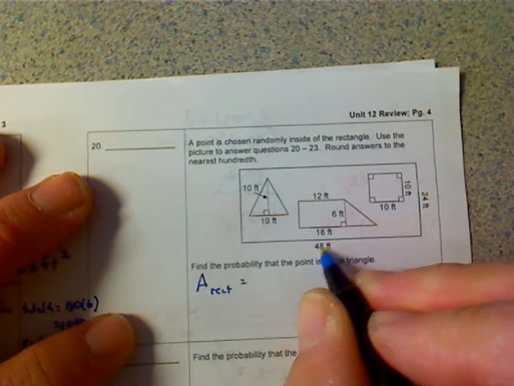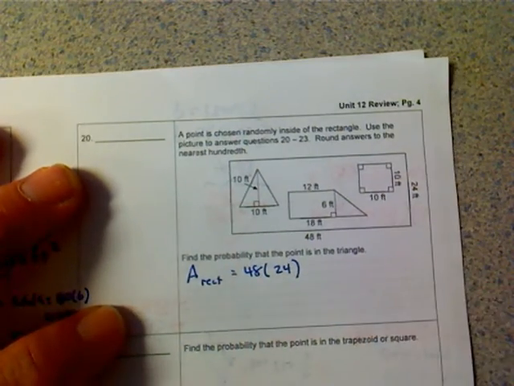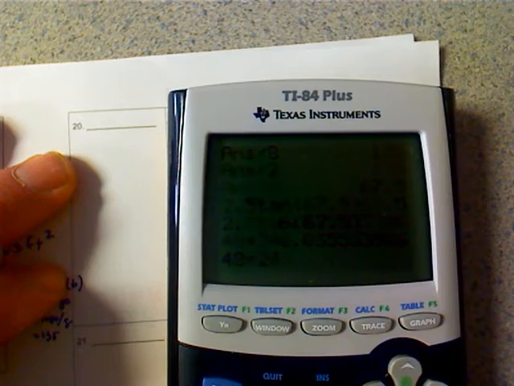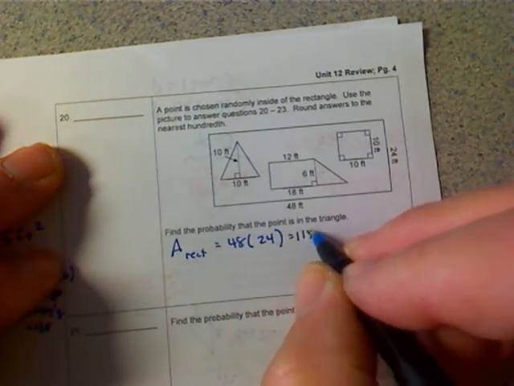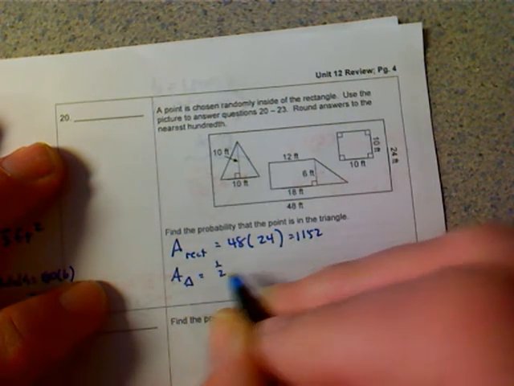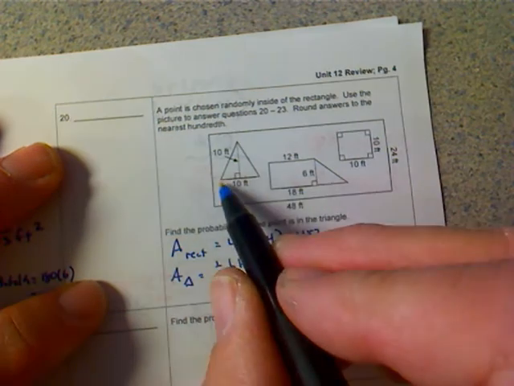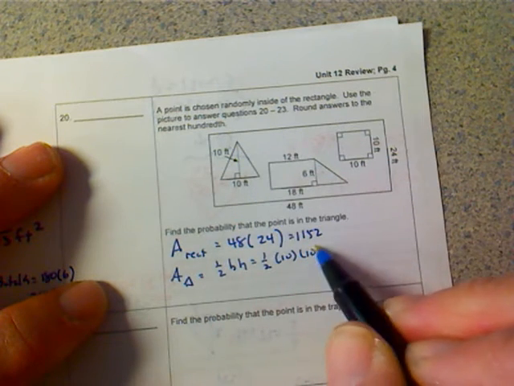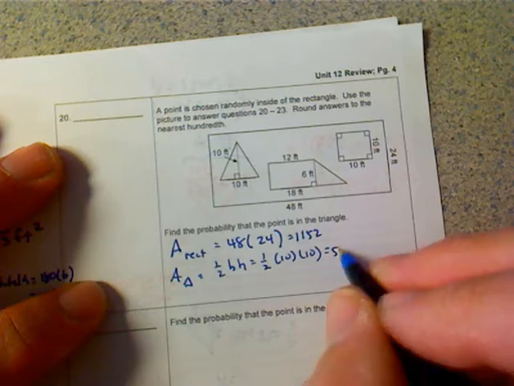Well, the area of the rectangle is 48 times 24. So 48 times 24, 1152. So what's the area of the triangle? Well, a triangle is 1/2 base times height, or 1/2 10 times 10. So 10 times 10 is 100, divided by 2, that's 50.